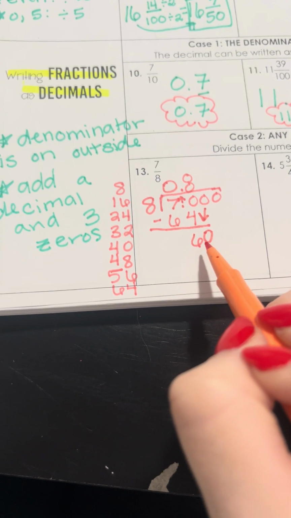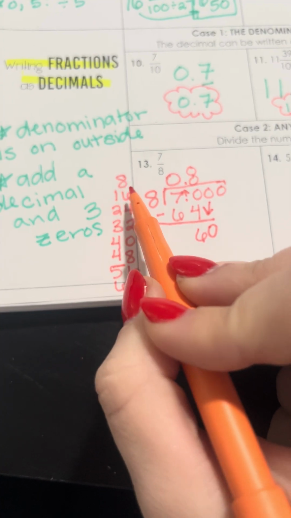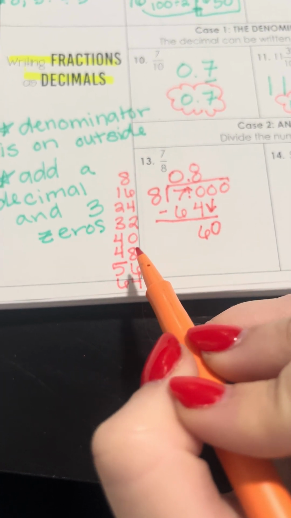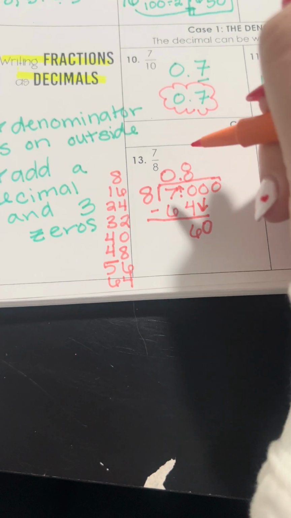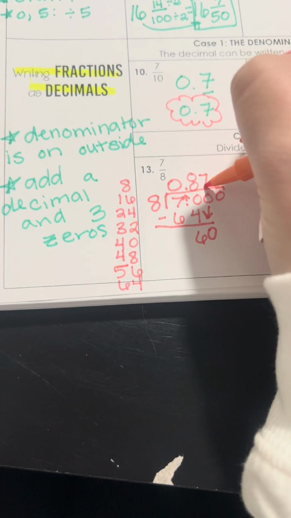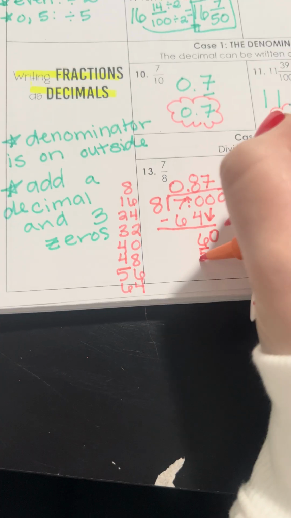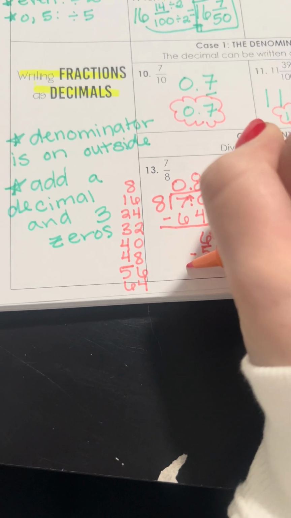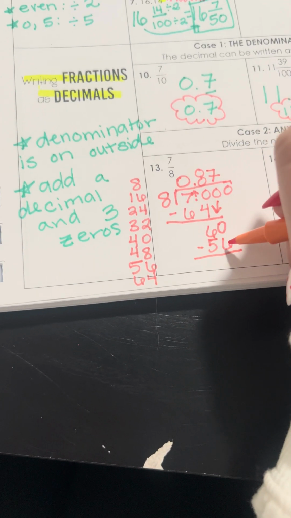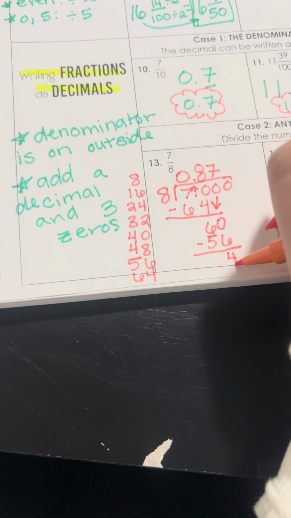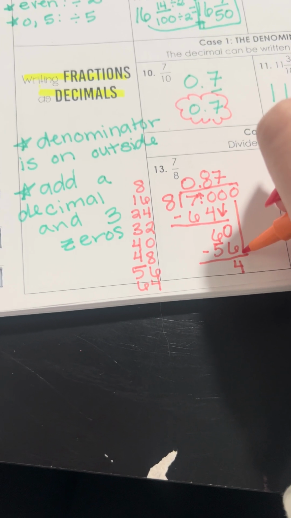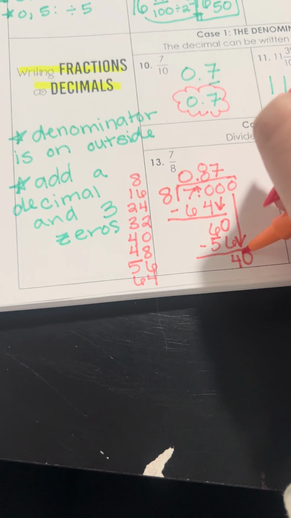8 goes into 60. We can use our skip count. 1, 2, 3, 4, 5, 6, 7 times. Write a 7 up here. 8 times 7, 56. Subtract. 60 minus 56 is 4. And let's bring that last 0 down.